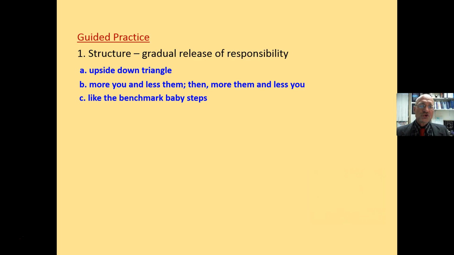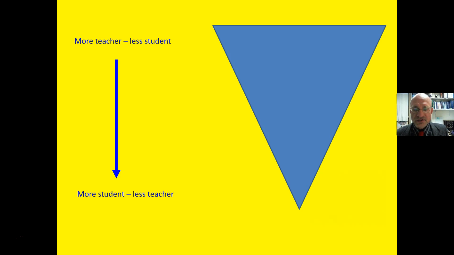Guided practice: structure with a gradual release of responsibility. Upside down triangle with more of you at the top and less of you at the bottom, and I'll show you exactly what that is. But it should be like benchmark baby steps to get them to that independent practice. Nice visual. At the beginning, more teacher, less student. At the end, more student, less teacher.